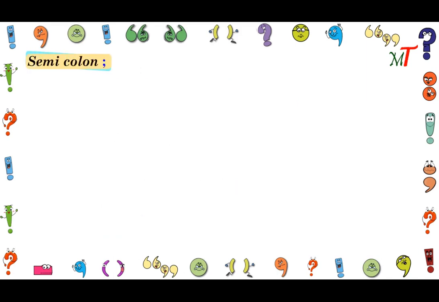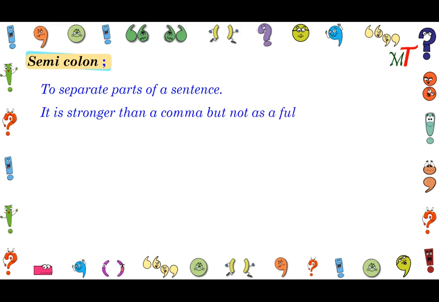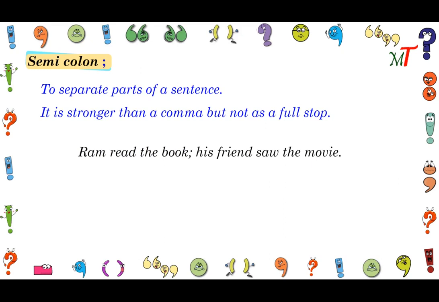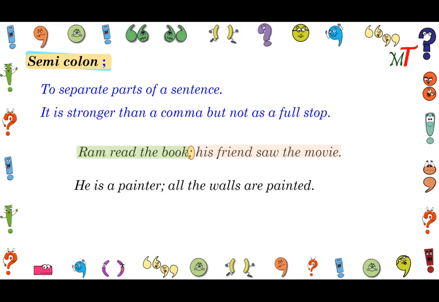Next, semicolon. Semicolon is used to separate parts of a sentence. It is stronger than a comma, but not as strong as a full stop. For example, Ram read the book; his friends saw the movie. In this sentence, there are two parts. Ram read the book is one part, and his friends saw the movie is another part. These two parts are separated with a semicolon. He is a painter; all the walls are painted. Here also a semicolon is used.